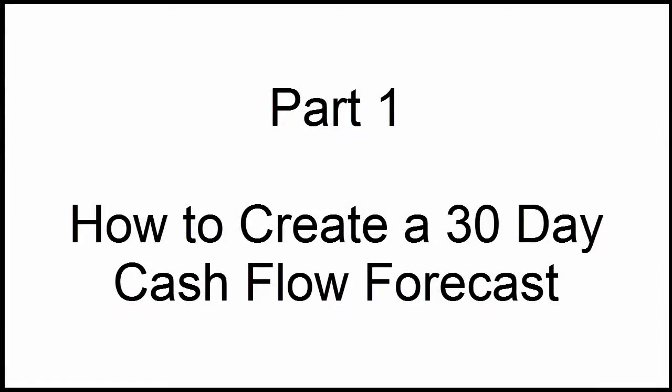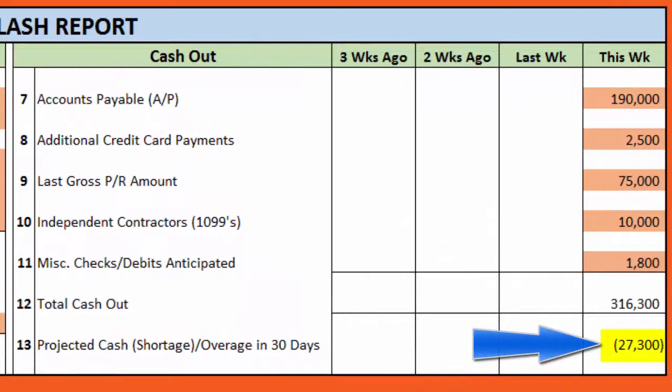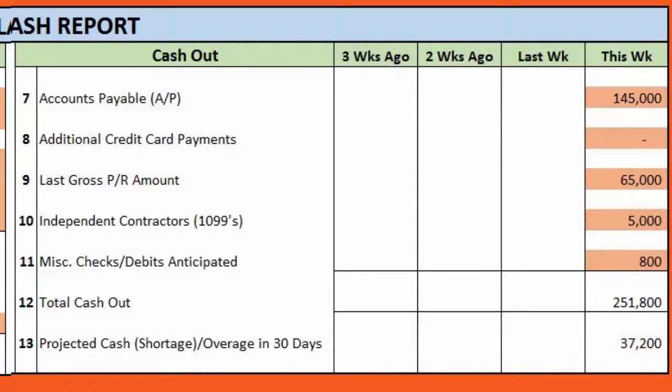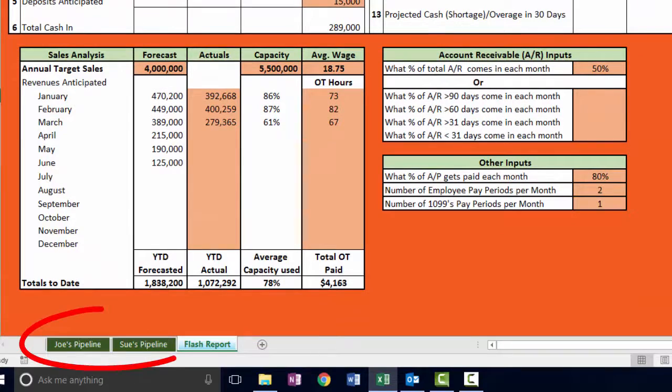In Part 1, we saw how to create a 30-day cash flow forecast. We also learned how to turn a negative forecast into a positive one by managing each component that affects cash. The focus of Part 2 is to identify other areas that affect cash, but that precede all the information in the flash report. This information is just below the flash report and on these other tabs. This is how it works.